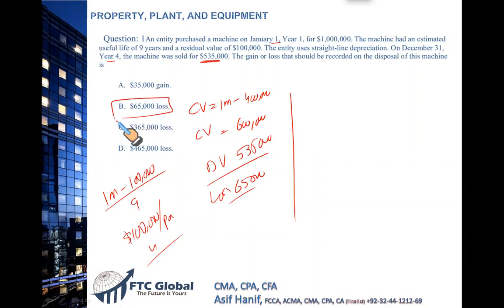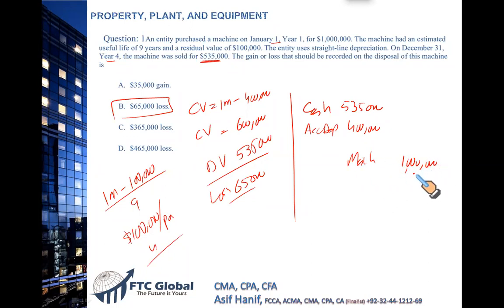Now, if you do it using the journal entry concept, it will still give you the same answer. What you will do, you will debit cash. You are receiving cash, so you're going to debit cash 535,000. You're going to debit the accumulated depreciation charge so far, that was $400,000. You're going to credit the cost of the machine, which was 1 million.